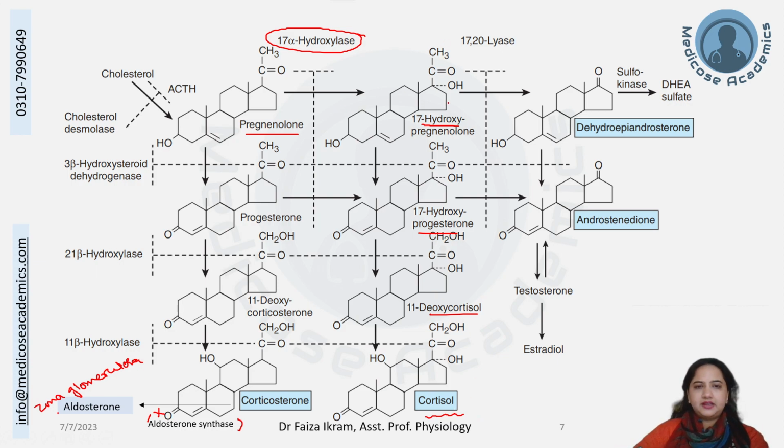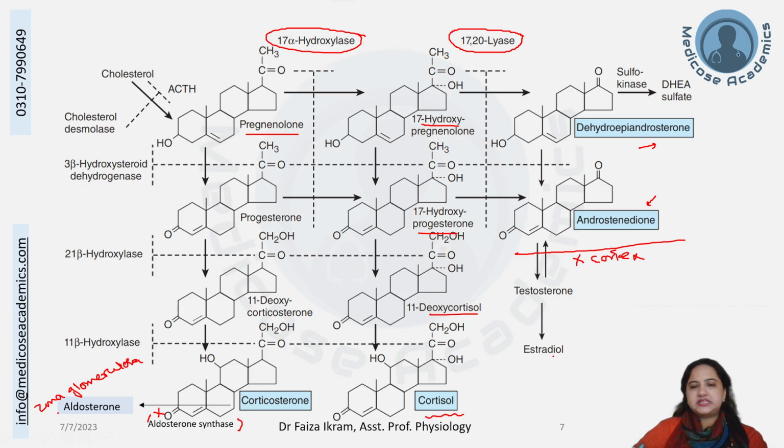The third thing that can happen is the reaction can still further go towards the right side and be acted upon by another enzyme, 17-20 lyase. If this acts, androgens can be synthesized: dehydroepiandrosterone and androstenedione. These two are the major androgens produced within the adrenal cortex. Once androstenedione is produced, it can go to the peripheral tissues and can be converted into testosterone, but this is not going to be formed within the cortex.